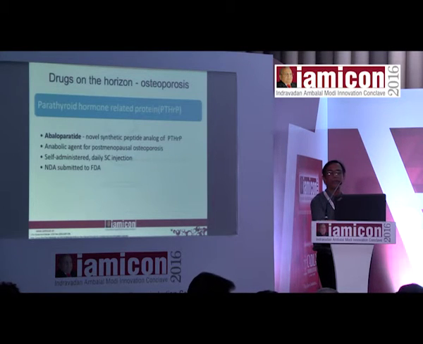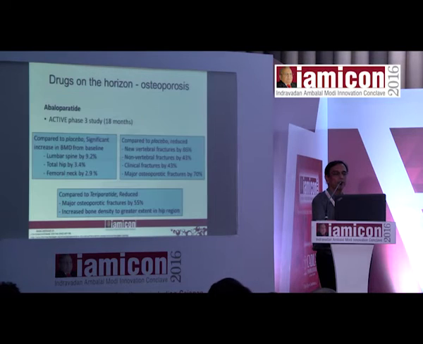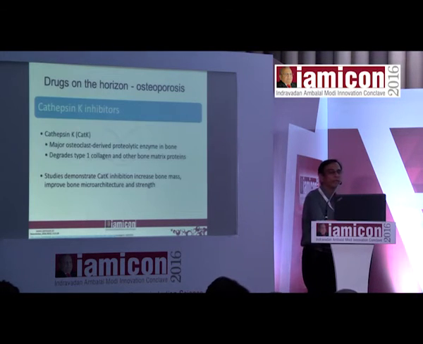We have parathyroid hormone related protein also there, abaloparatide. It's a novel anabolic agent for postmenopausal osteoporosis. It has got a lot of advantage. It increases BMD from baseline, and compared to placebo it reduces the fractures, and compared to teriparatide it reduces the major osteoporotic fractures. It has got a lot of advantage, and active phase 3 studies are going on.